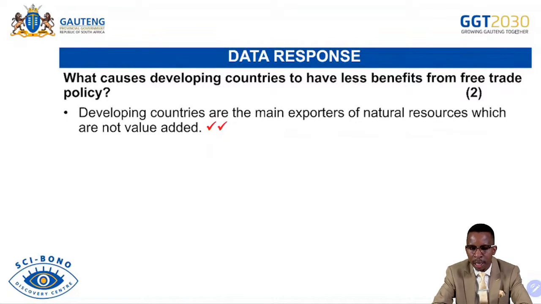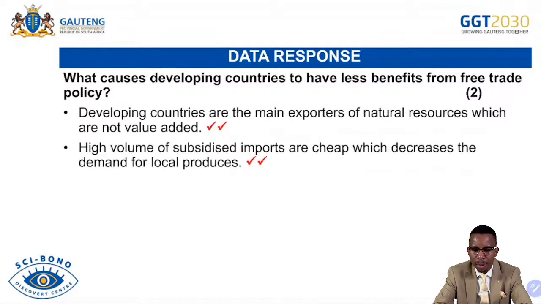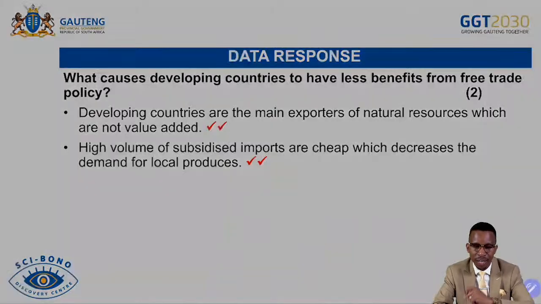Developing countries are the main exporters of natural resources which are not value added. They have less value. High volume of subsidized imports are cheap, which decreases the demand for local products. So some goods that are imported, even natural resources, are highly subsidized by their governments in foreign countries, while our local goods are not subsidized. So in that case, our countries are not standing to benefit the most, because they don't subsidize their goods into the global market, especially in the primary sector, while the developed countries are subsidizing their primary sector resources to protect them from the developing countries.